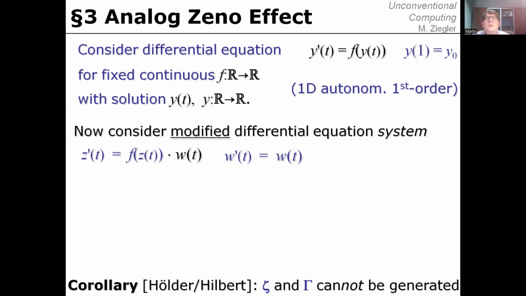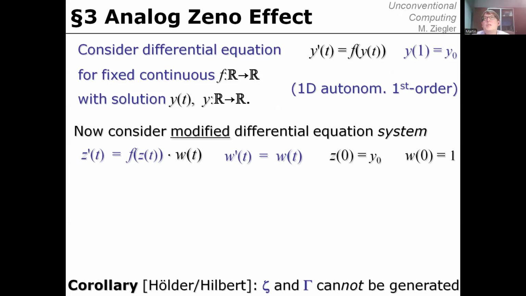two-dimensional, still autonomous, and we're going to need two initial conditions. z of 0 equals y0, and w of 0 equals 1.